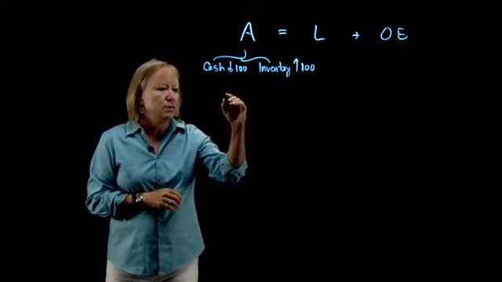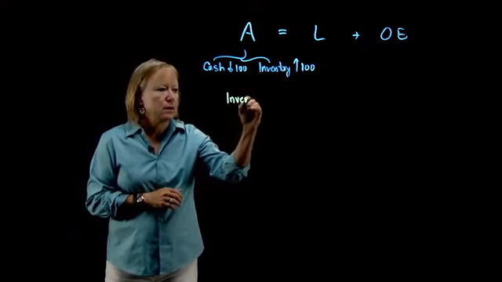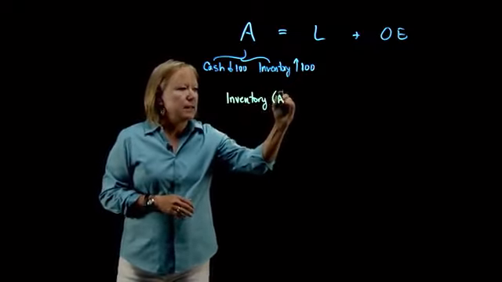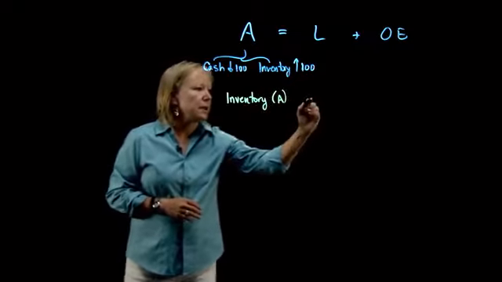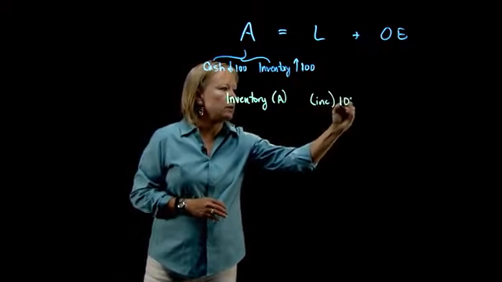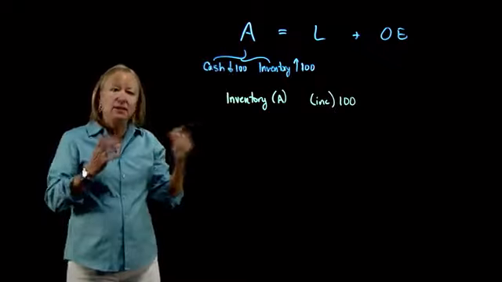So let's put our account name, inventory. Let's indicate that it's an asset account. Its balance is increasing by $100. Okay, that's the left side of the entry.